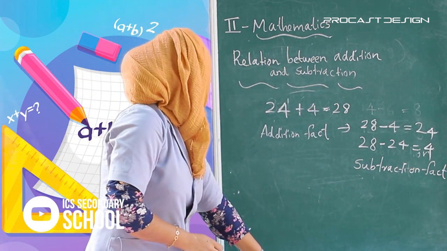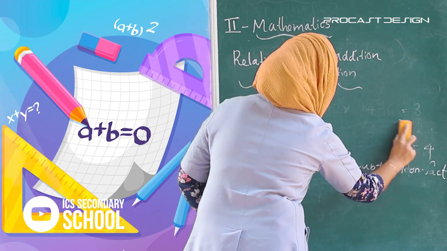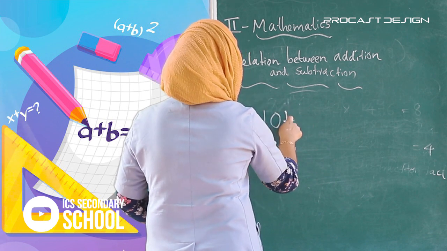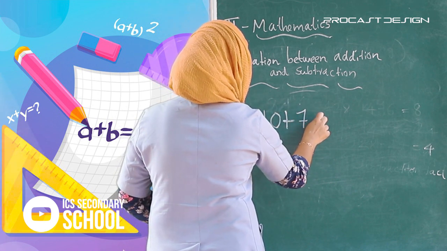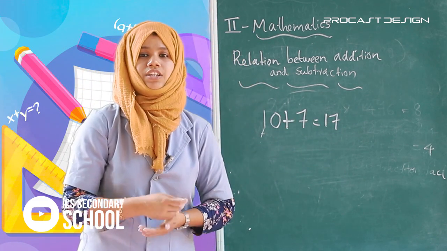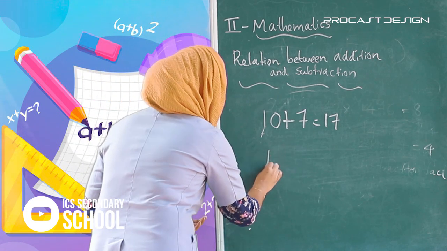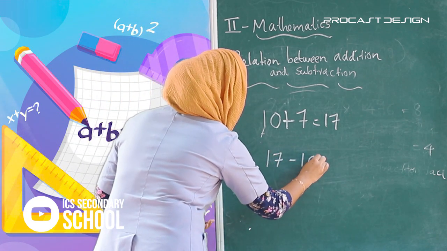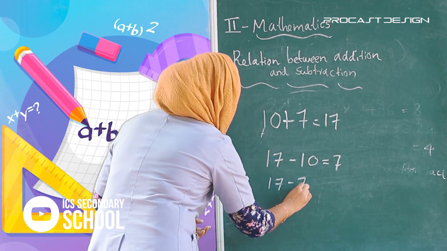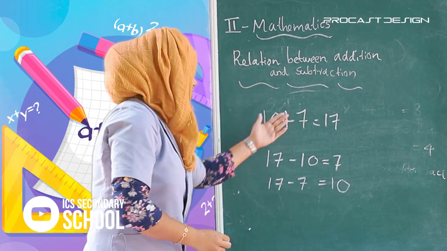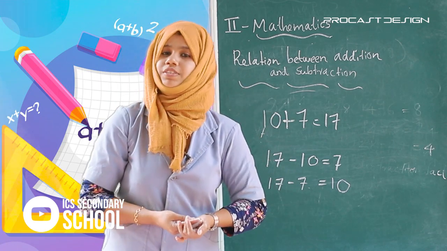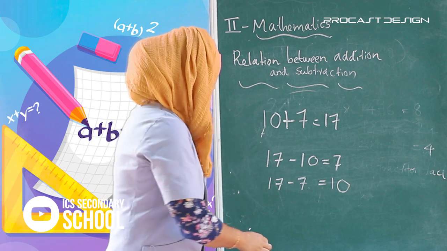Okay. So, I have another example, that is 10 plus 7 is 17. This is an addition fact. From this addition fact, you have to form the subtraction fact, and that is 17 minus 10 is 7. 17 minus 7 is 10. So, this is very simple. If you find an addition fact, from this we can form the subtraction fact. Okay, is it clear?